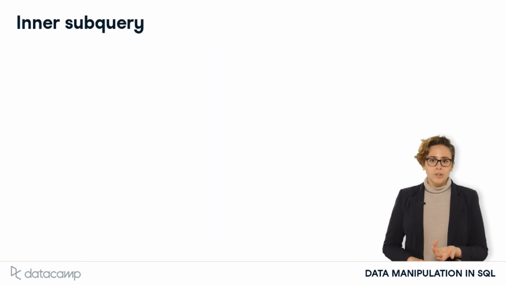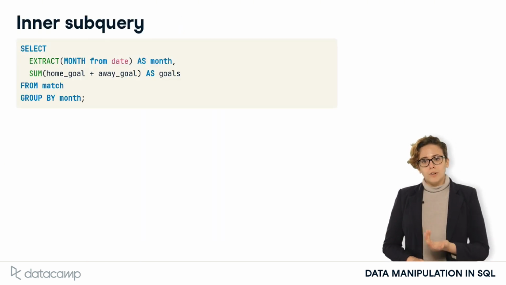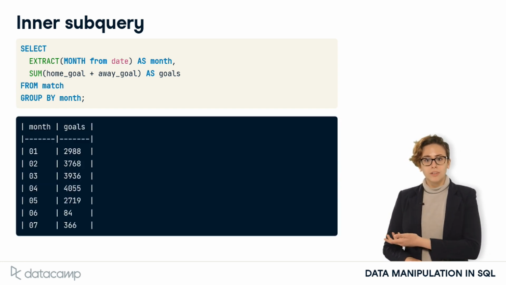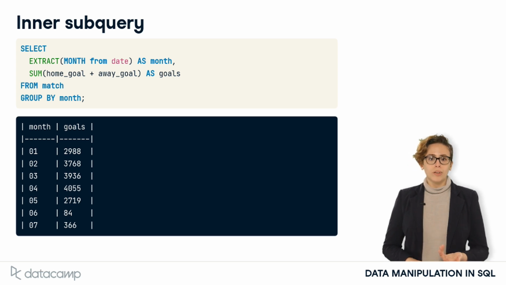The subquery logic reads like this. First, select the sum of goals scored in each month. The month is queried using the extract function from the date. Here are the results of that first inner subquery, which includes results for months 1 through 12.